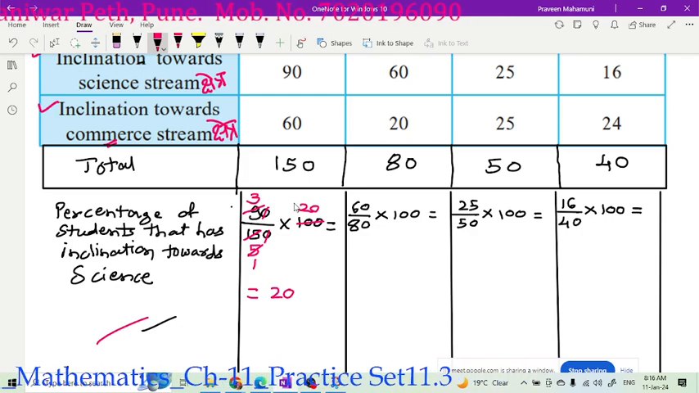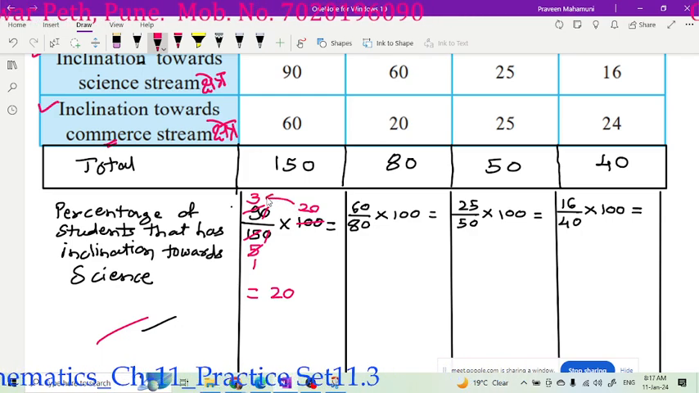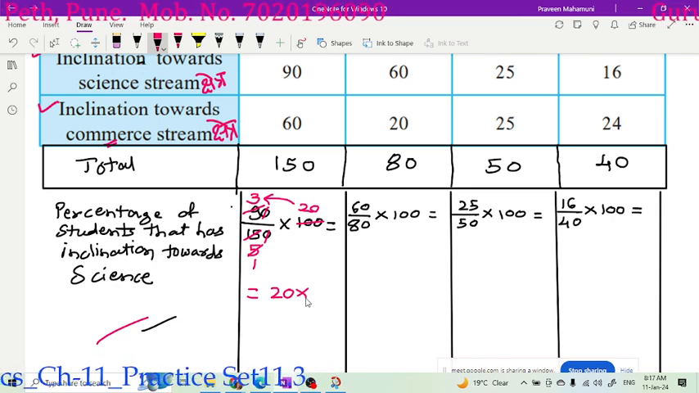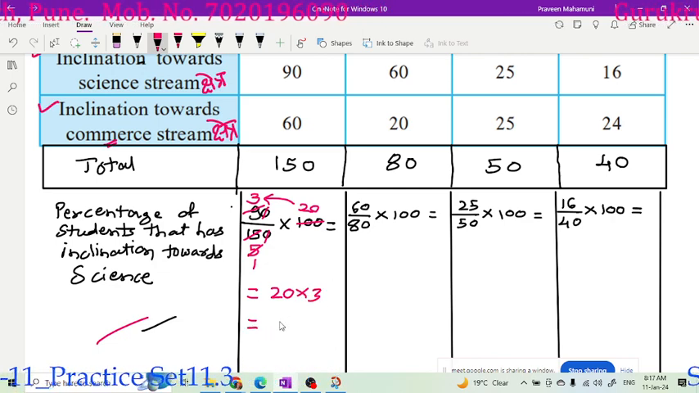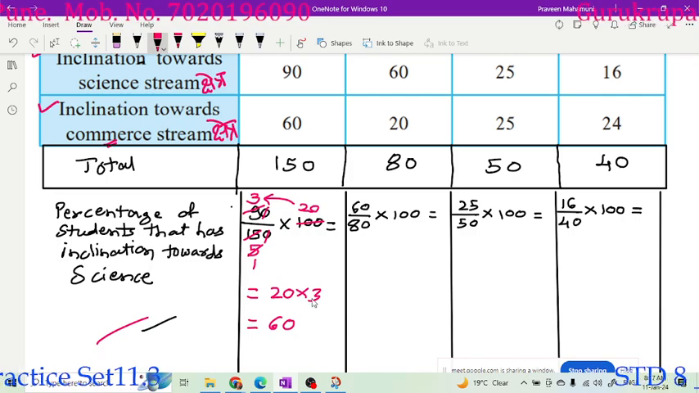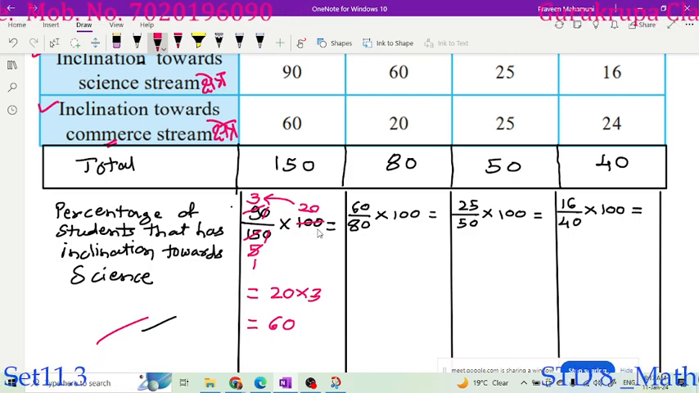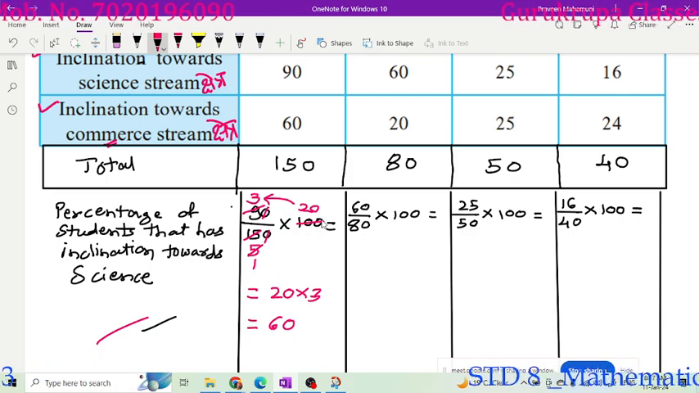Sorry, so 20 into 3. 20 into 3 is 60% of the students. By mistake I have done this. Don't do this mistake in the exam.